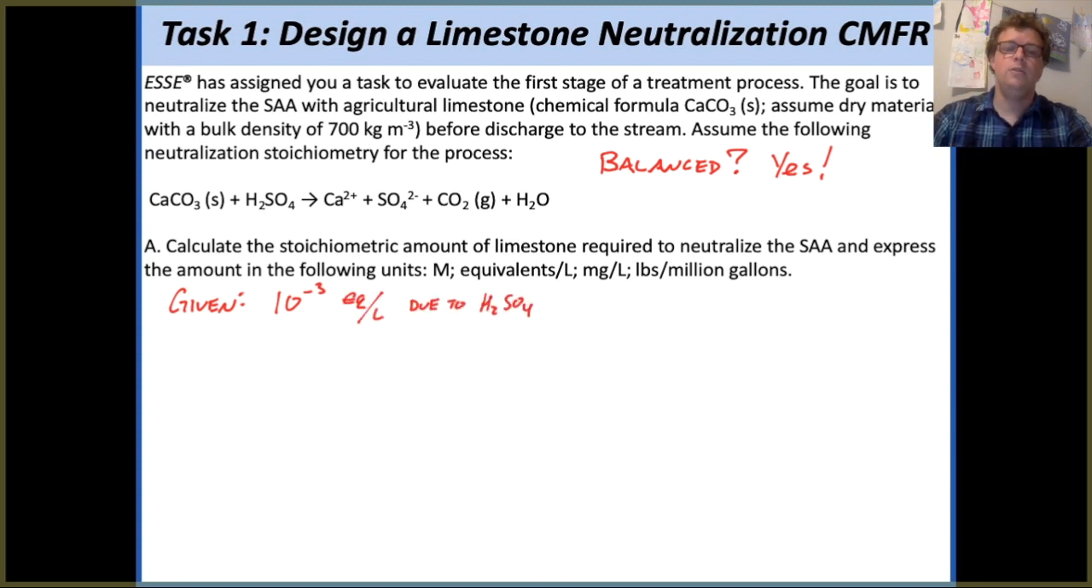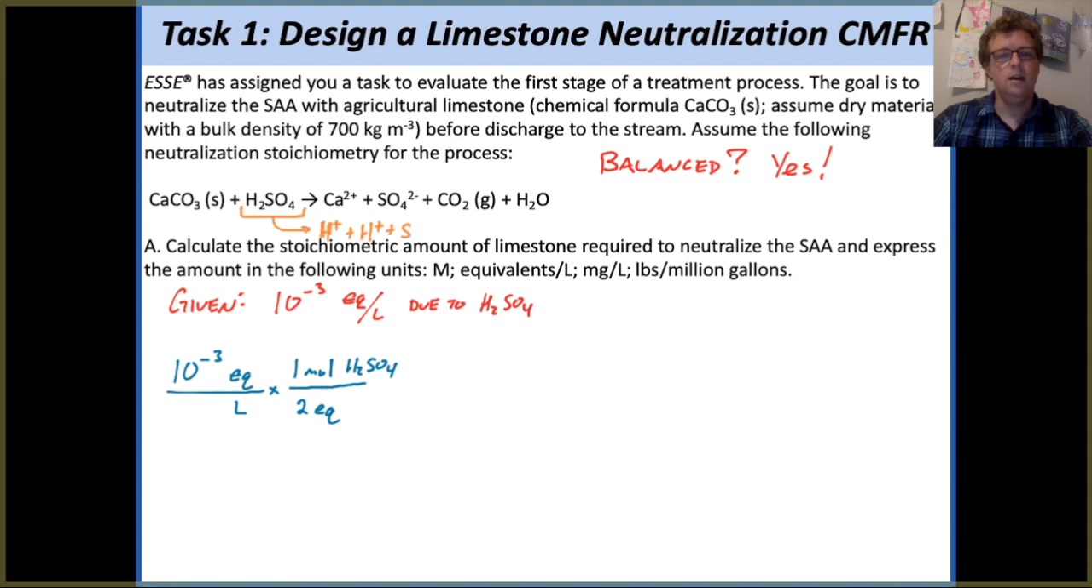The given information here was we've got 10 to the minus third equivalents per liter of acidity from our sulfuric acid. So we can start with that concentration, and then we can remember that 1 mole of our sulfuric acid is going to produce 2 equivalents. And why is that? Because it's H2SO4. When we put this in water, it's going to dissociate and we'll get 2 free hydrogens from it. Now we're in moles of sulfuric acid.